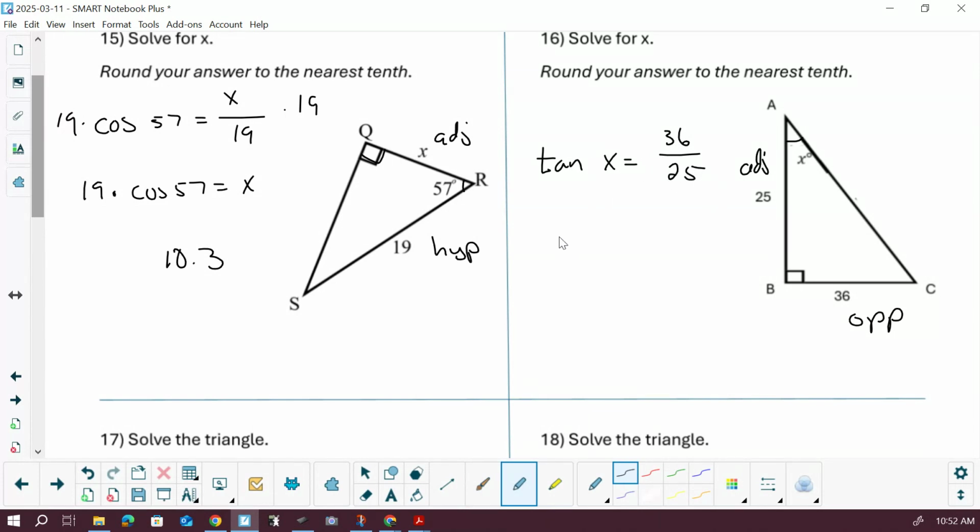Again, we're finding the angle. We do the inverse, second button, right? Tan -1, 36 divided by 25. Second key, tangent key, 36 divided by 25 equals 55.22, so 55.2.